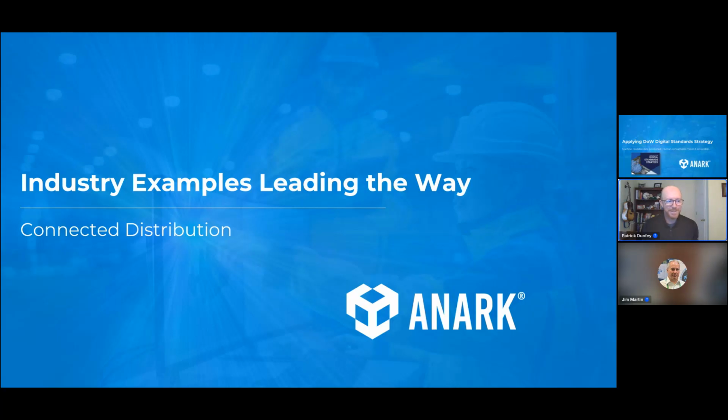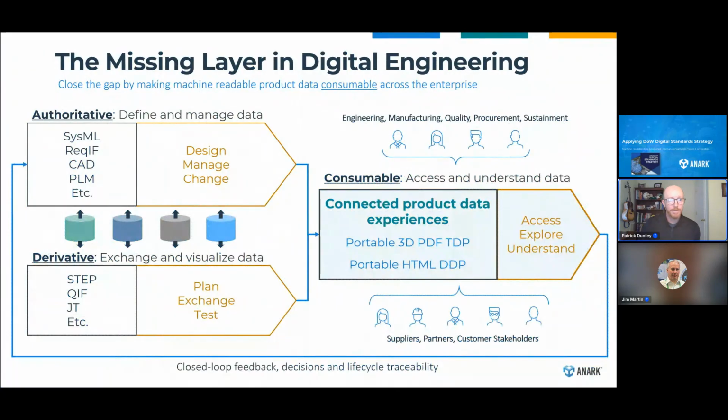Everybody's included in this. And if you read through the strategy, that's the importance of machine readable data. So if I go back one slide and we look at QIF, for example, in the derivative section, the QIF plan can go out and help with quality inspection planning. And then you actually read the results of the quality inspection plan off of CMM measurement machines, for example, to bring that data back into the authoritative source of truth. At least that's the goal, right?